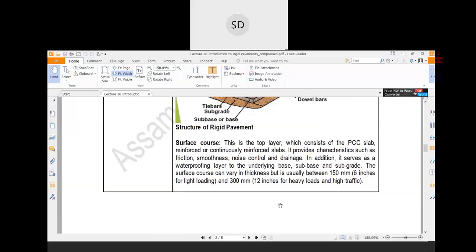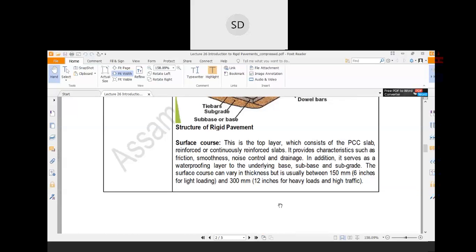Now, if we discuss the different layers of the rigid pavement, the first one is the surface course. This is the top layer, which consists of a PCC slab, that is, a plain concrete slab. It can be a reinforced or continuously reinforced slab. If it is a continuously reinforced slab, the reinforcement would be higher than in the normal reinforced sections. It provides characteristics such as friction, smoothness, noise control, and drainage consideration.